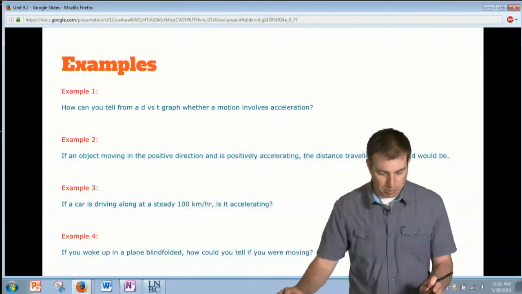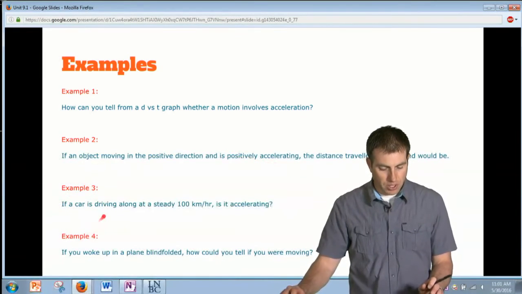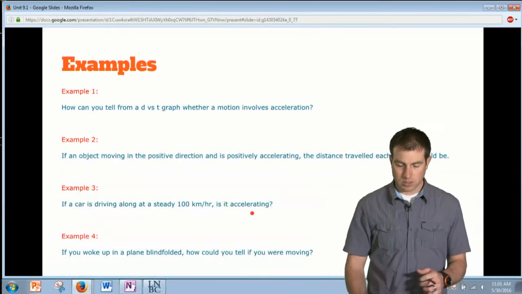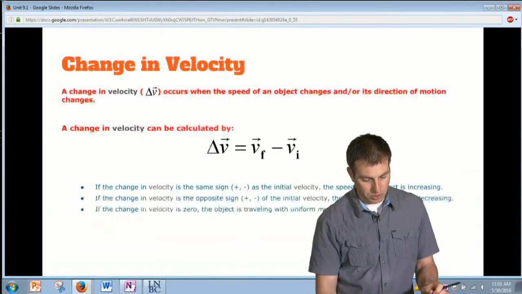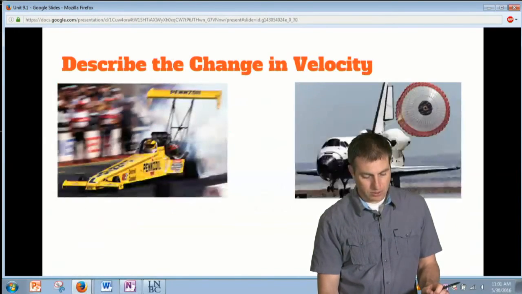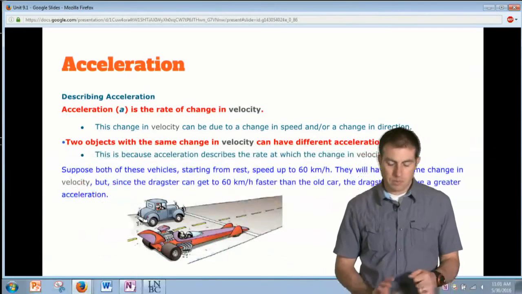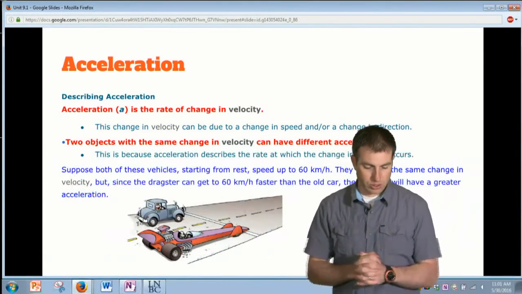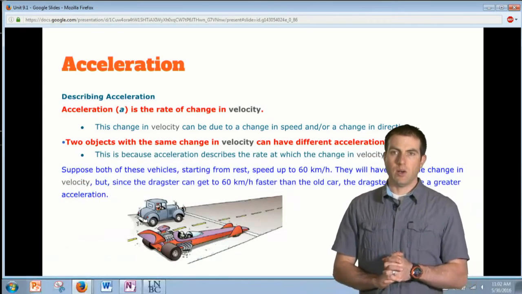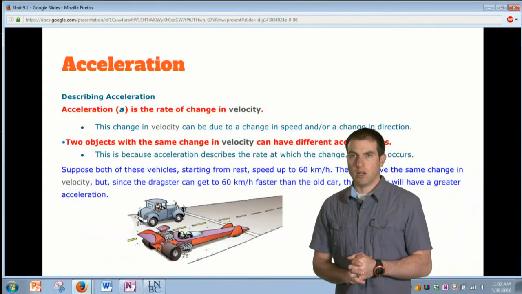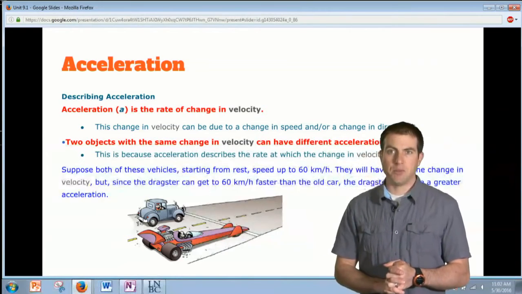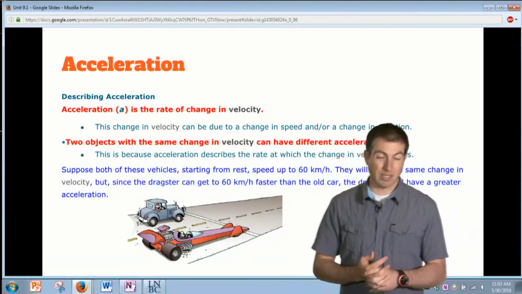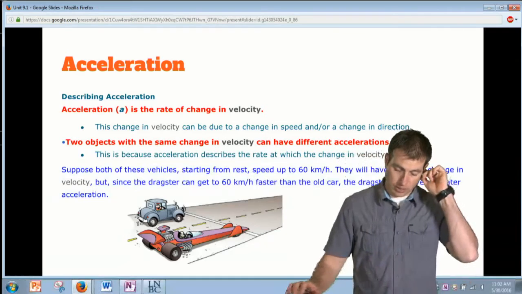Let's just look at examples 3 and 4 here. If a car is driving along at 100 kilometers per hour, is it accelerating? We haven't even talked about acceleration yet. So let's just skip that. Acceleration. Let's talk about the definitions and then we'll go back to look at those questions. Now, before Ava, you said, is it how fast the car takes to get to its top speed? And that was kind of what we're getting to right now.